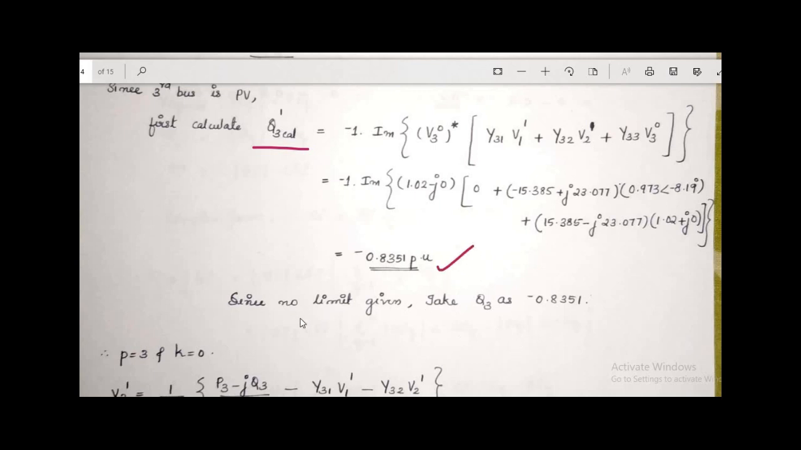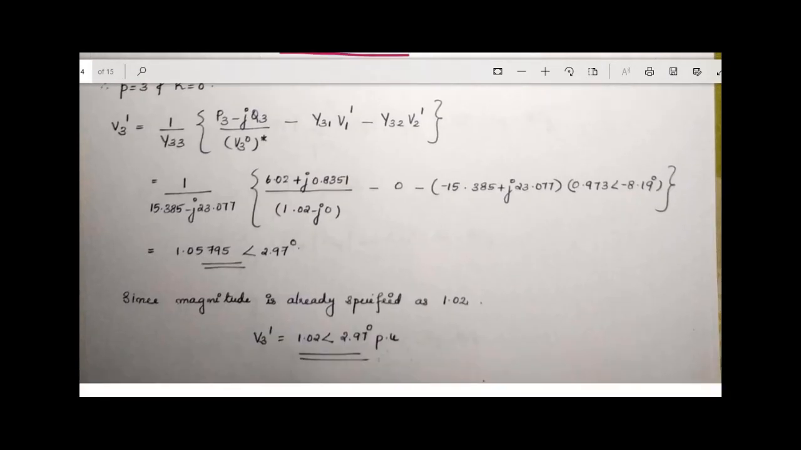Here no limit is given. In the question there is no limit. Then, since no limit is given, you need not compare it with another limit. You just go ahead with this value. Treat this bus as a generator bus itself and go ahead in the same way. But after getting the answer, you will not take its magnitude. Instead, you will take the magnitude which is specified in the question, because the bus is a generator bus.